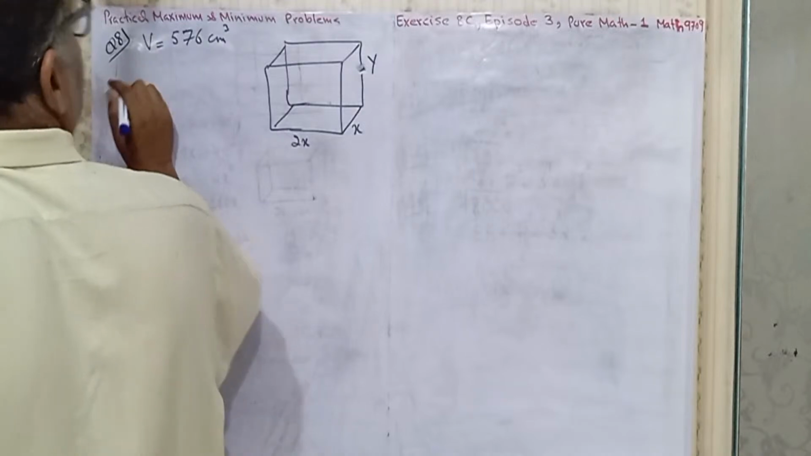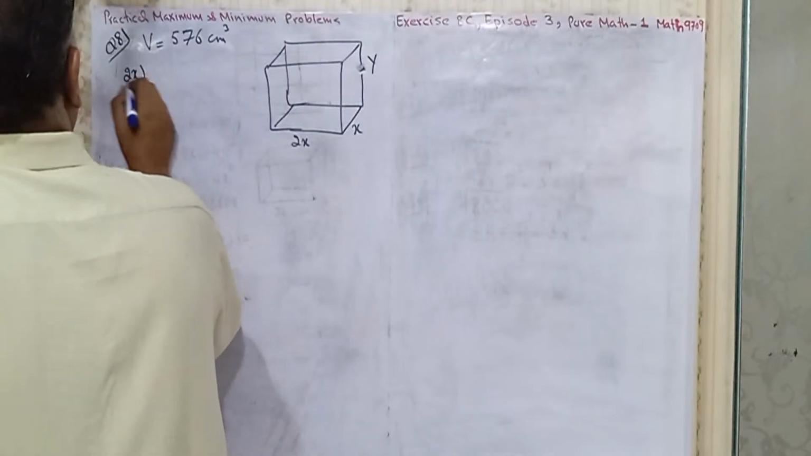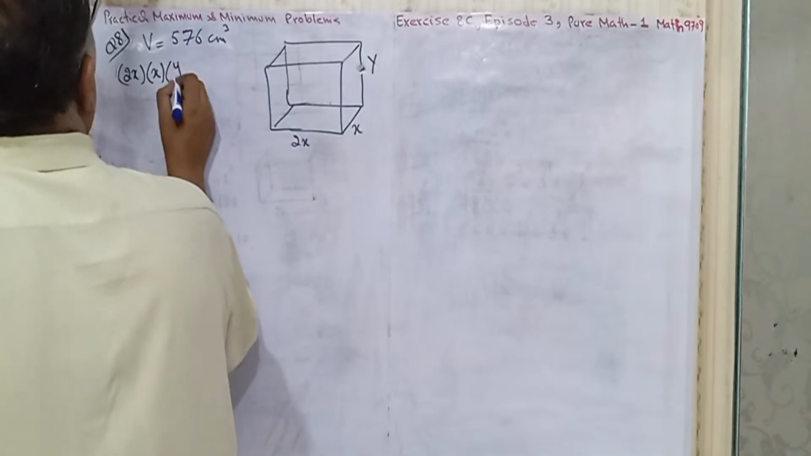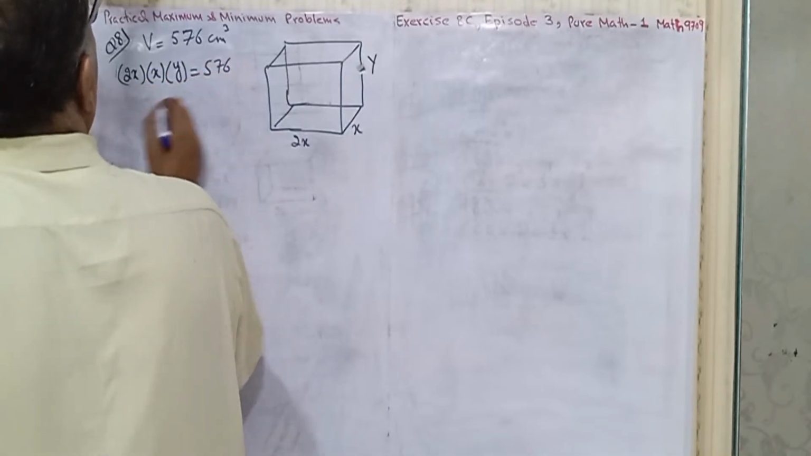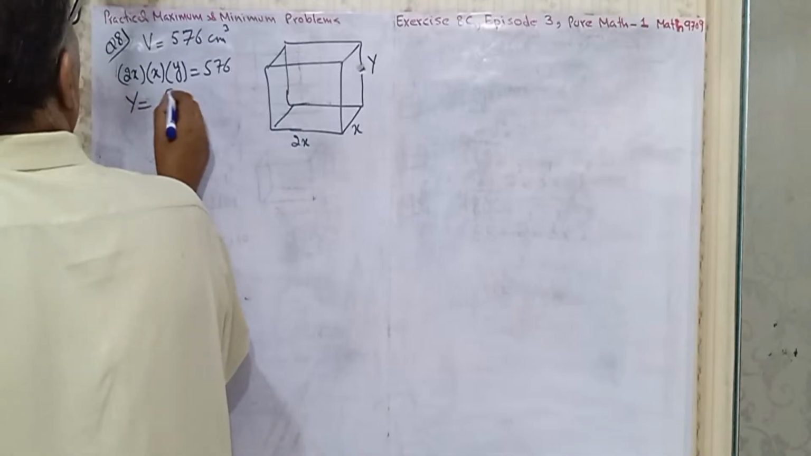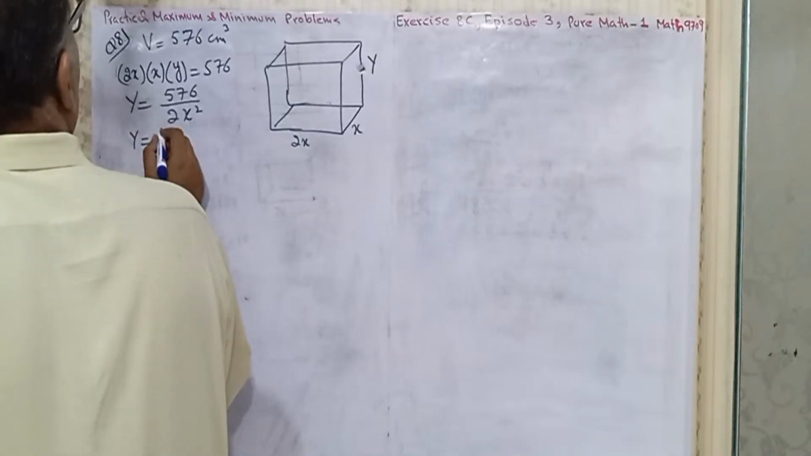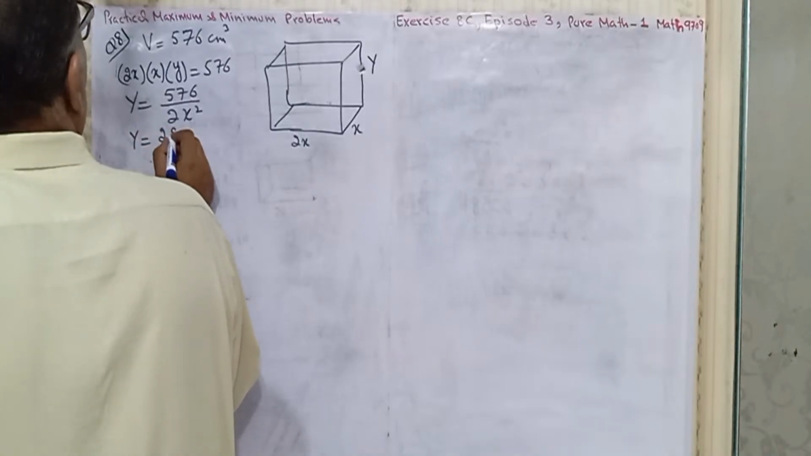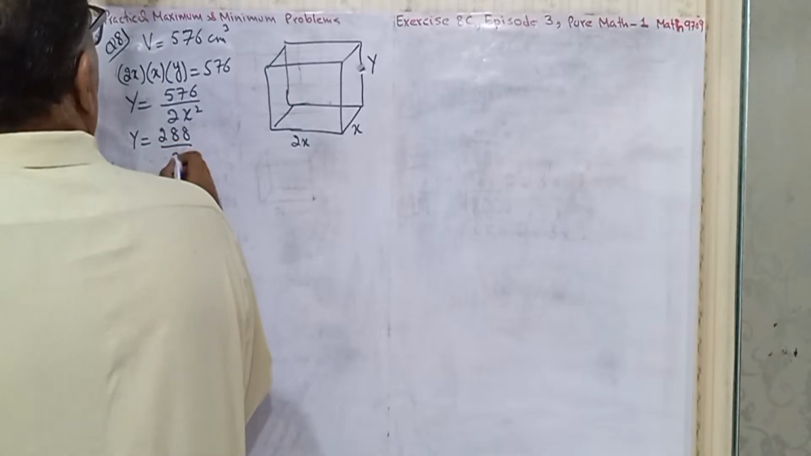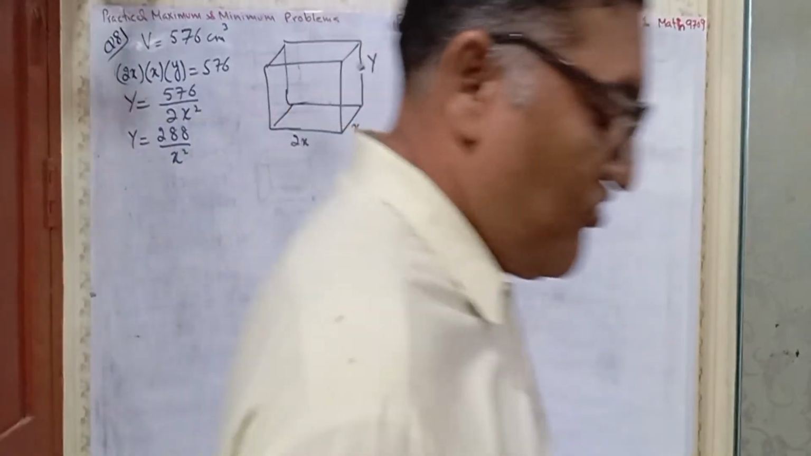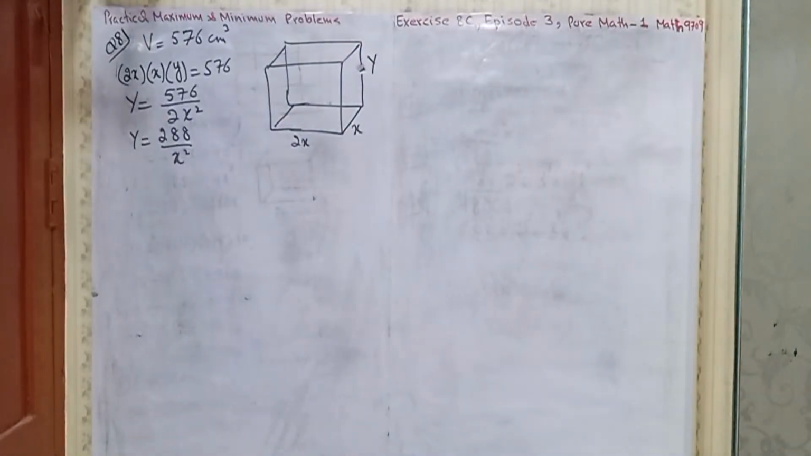So the volume is length multiplied by width multiplied by height, that is 576. So y will be equal to 576 divided by 2x square. 2 fours are 8, 2 eights are 16, so y will be 288 divided by x square. So y in terms of x, this is the a part, 288 divided by x square. So our a part is correct.